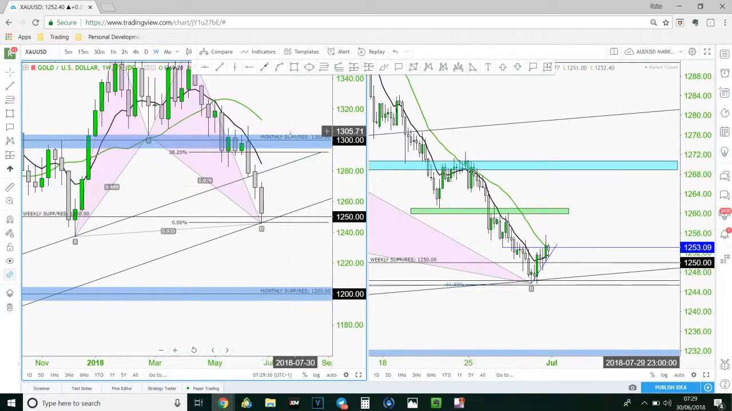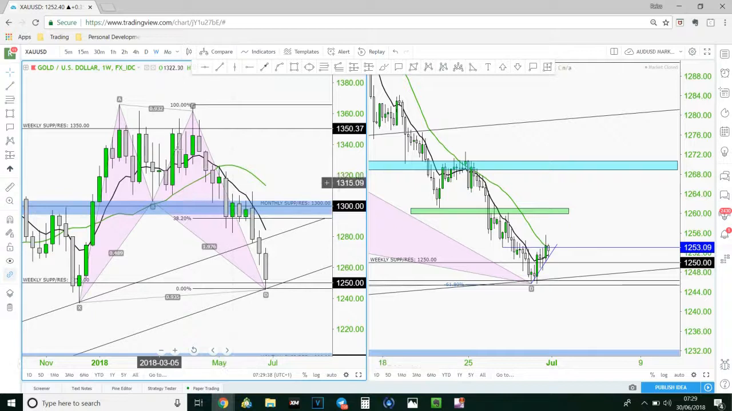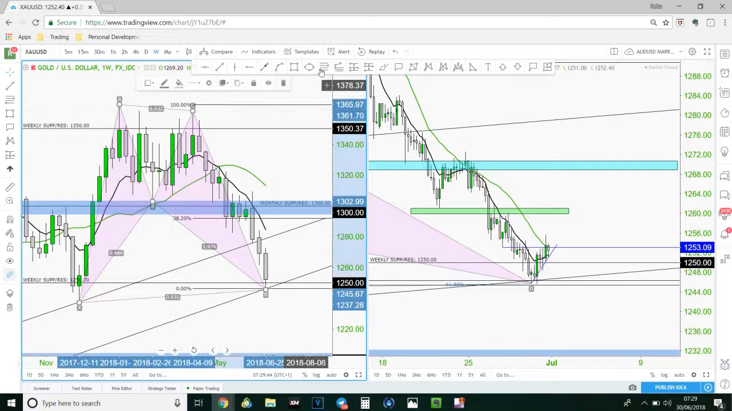The third thing now is that we have something called a harmonic pattern. This is actually a bat. This is actually a bat pattern. So if I quickly break down why this is a bat pattern, I'll do that really quickly for you. Just give me a second.